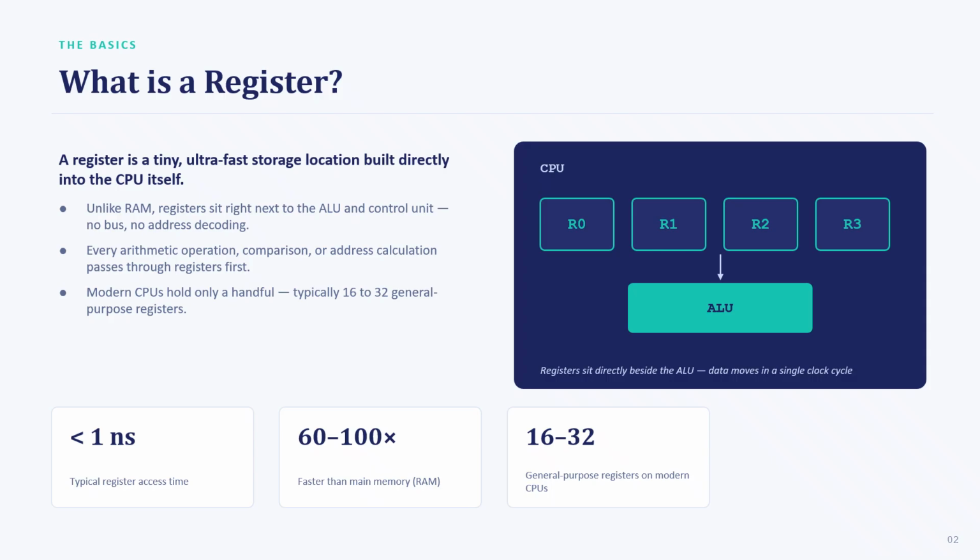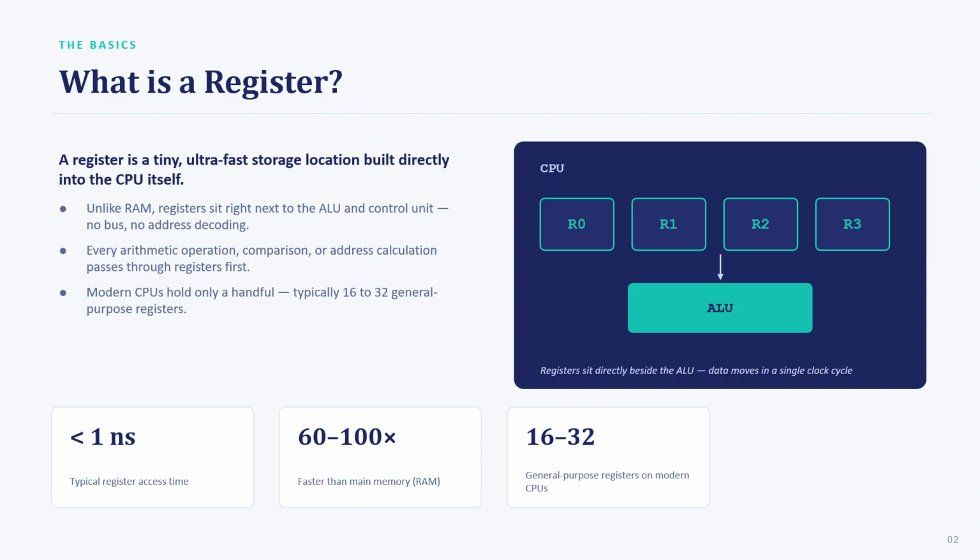The slide shows that registers are located very close to the ALU and control unit. The ALU performs arithmetic and logic operations. Before the ALU performs an operation, the required operands are normally brought into registers. For example, suppose we want to calculate A plus B. The values A and B can be loaded into registers. The ALU takes these values, performs the addition, and the result can again be stored in a register. So, a register acts as very fast working storage for the CPU.